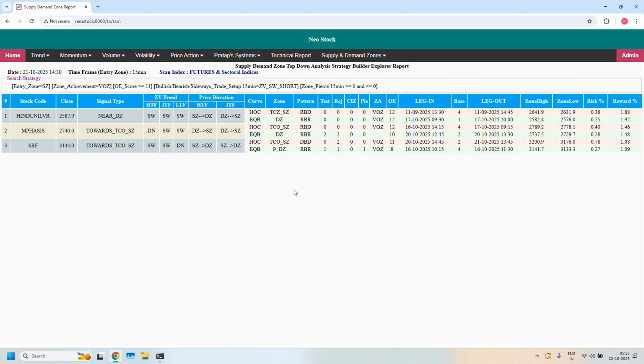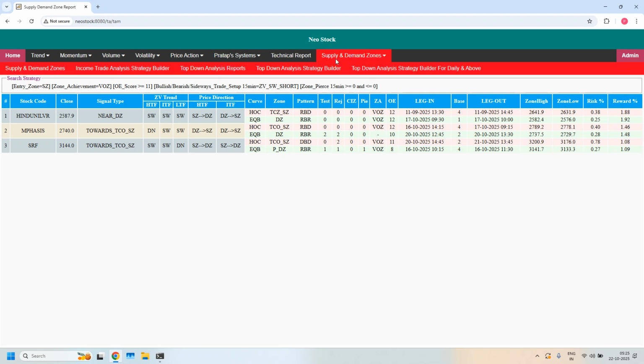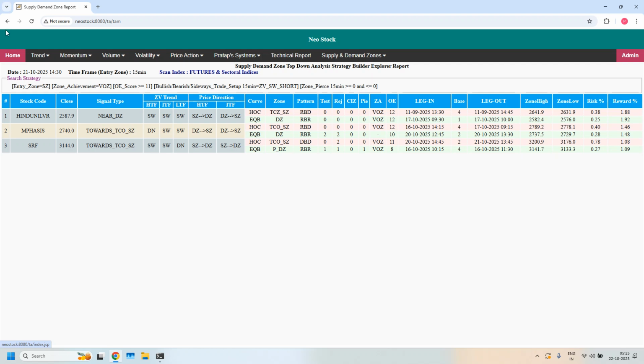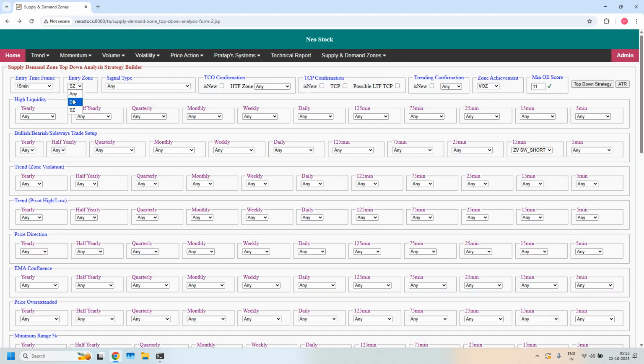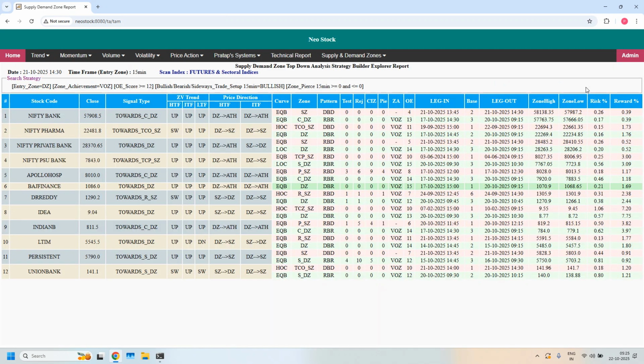Okay, next bullish trade setup for daily income trade. The changes are 15 minutes demand zone. Here bullish, minimum odd and hands score should be 12. Let's filter. We got 12 stocks, and all the entry time frame zones are 15 minutes demand zones. Bullish trade setup for daily income trade.